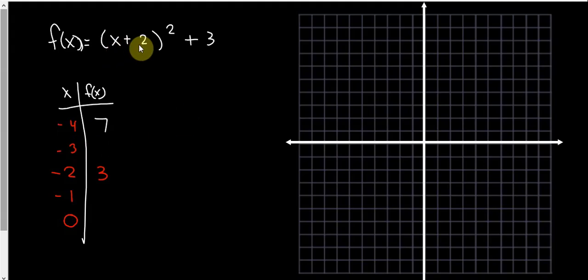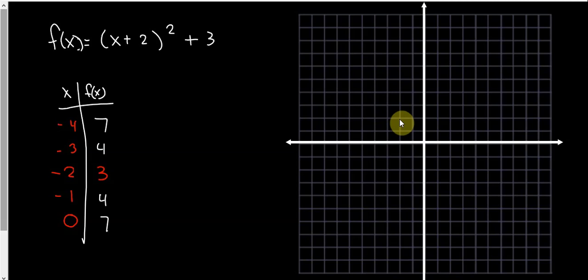Put a -3 in there. That's -1. When you add 2 to it, squared is 1. 1 plus 3 is 4. Put a -1 in there. -1 plus 2 is 1. 1 squared is 1. 1 plus 3 is 4. Put a 0 in there. You have 2. 2 squared is 4. 4 plus 3 is 7. So, see if we can graph this.